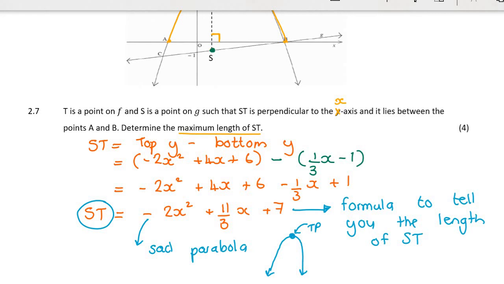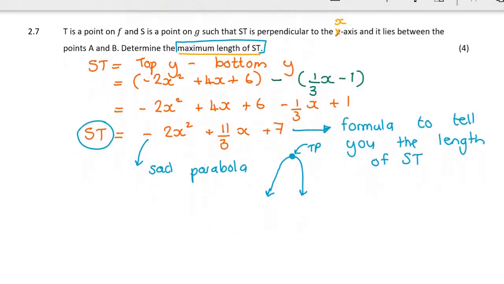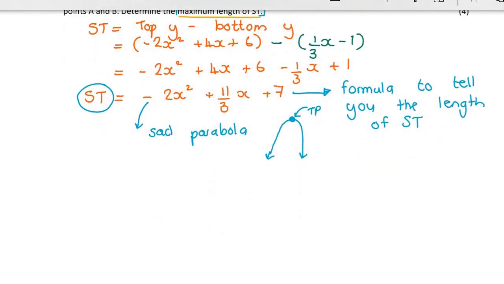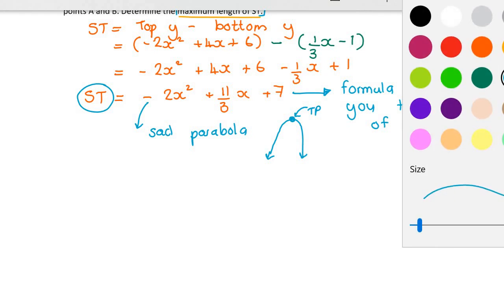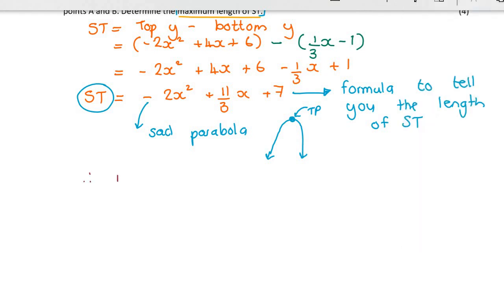Now this question said determine the maximum length of ST. So I'm trying to maximize this ST. And where does the maximum occur? At the turning point. So therefore I just need to be able to tell the turning point of this ST expression, and I've answered the question. Now, how do we find a turning point? Well, there's multiple options. The easiest way at grade 11 level is to use the cheat, which is negative b over 2a. At grade 11 level, that's the easiest way to do it.